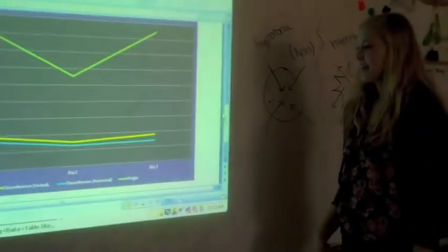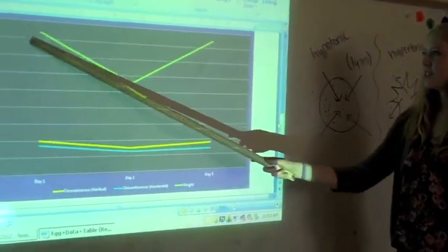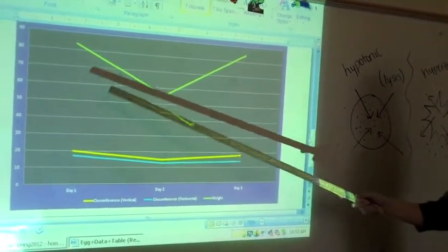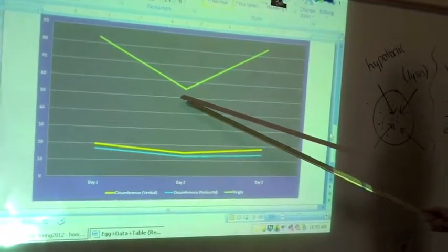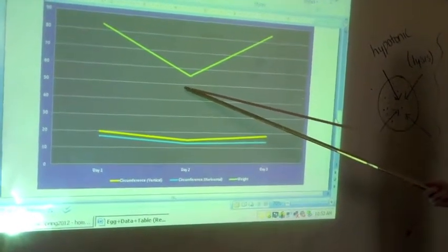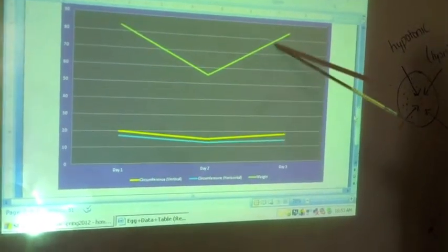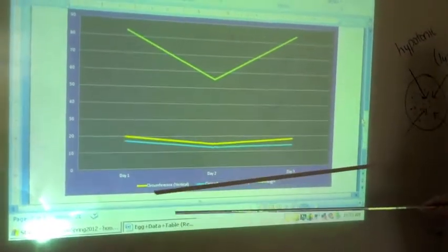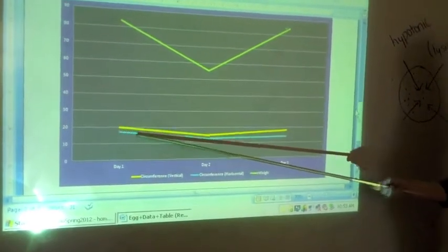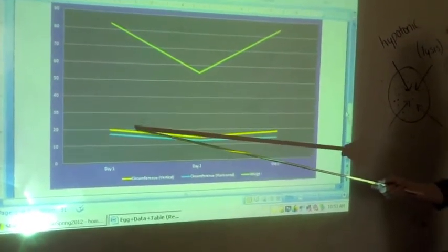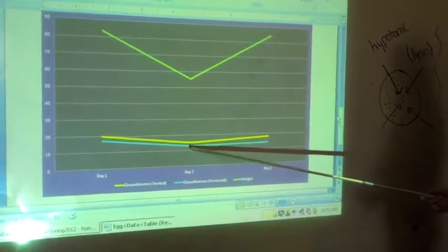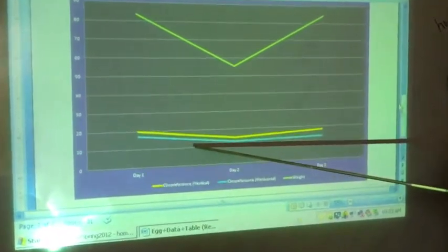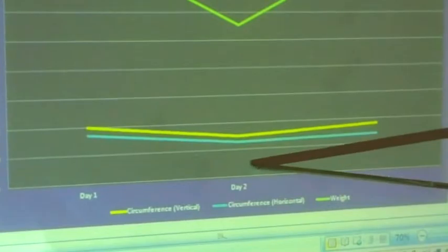So this is our graph of our data, and the line shown here is the weight. So as you can see, when we put it in the cornstarch, it weighed less after, and then when we put it back in the water, it weighed about the same as it did from the beginning. For the circumference vertically, we have this yellow line here, and you can see it went down a little bit with the cornstarch, and then it went back up in the water, and same with the horizontal, which is the blue line right here. It decreased a little, and then it increased again.